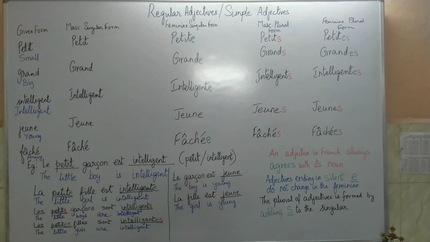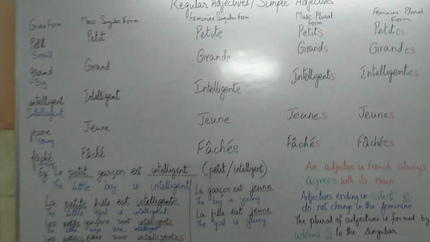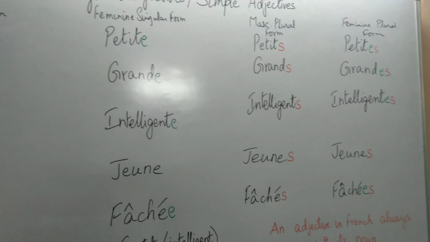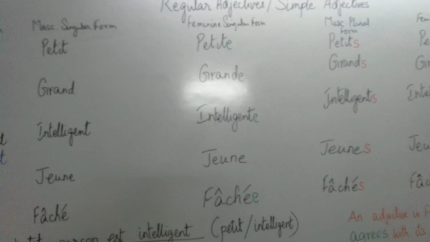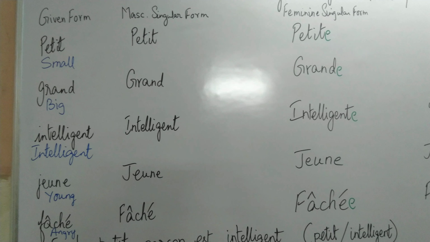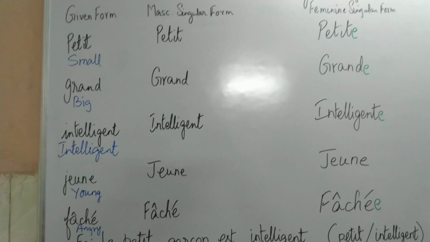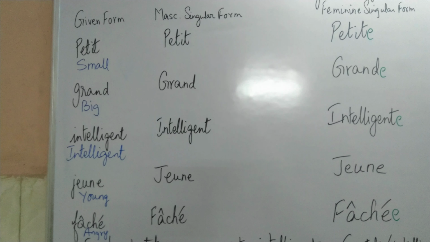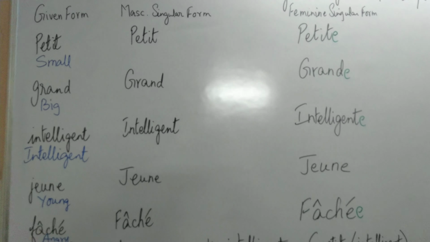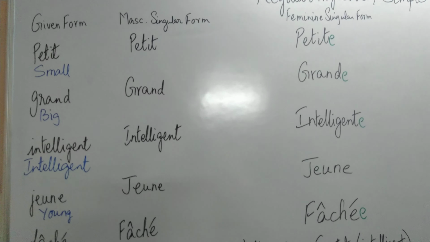There are four forms of adjectives in French. The masculine singular form, the feminine singular form, the masculine plural form, and the feminine plural form. Now, in the first column we have the given form, the form which will be given to you so that you can convert it to all the other forms. The form which is given is always the masculine singular form. So there will be no difference between these first two columns, that is the given form and the masculine singular form. The form that you will be given is always the masculine singular form.